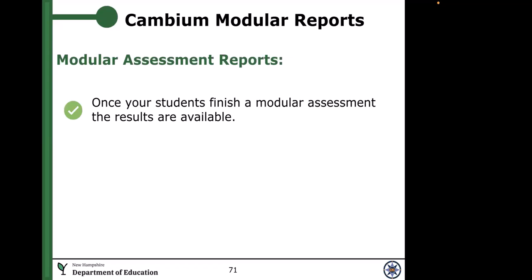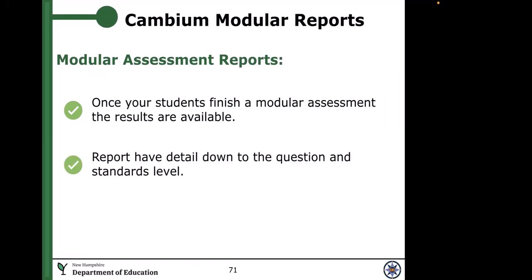Once the students are done with the modular assessments, the results are available. It doesn't usually take very long for them to be in the reporting portal. If for some reason you do not see the results, it has to do with your permissions and whether or not your students are rostered to you as a teacher. Anytime we find that teachers aren't able to see student test results, most often it's because those students aren't rostered to them, so they don't have access to see that student data.